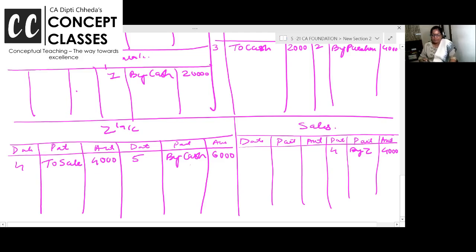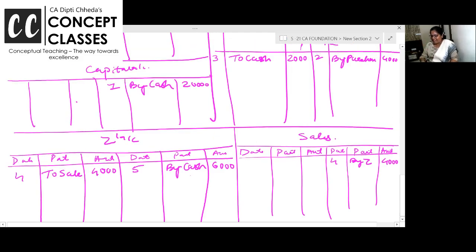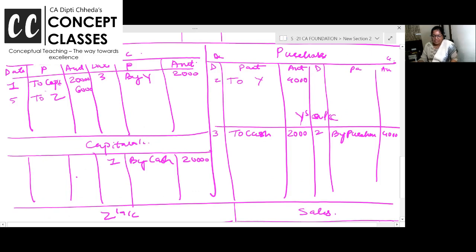Okay, next. He further purchased goods from Y. From Y we have purchased, so purchase account is debited, and Y is credited. How many goods have we purchased from Y? 4,000.